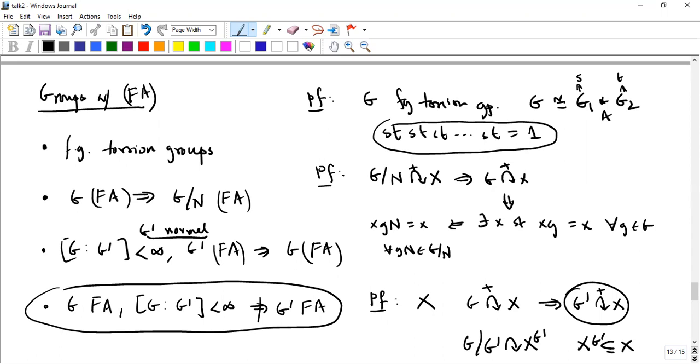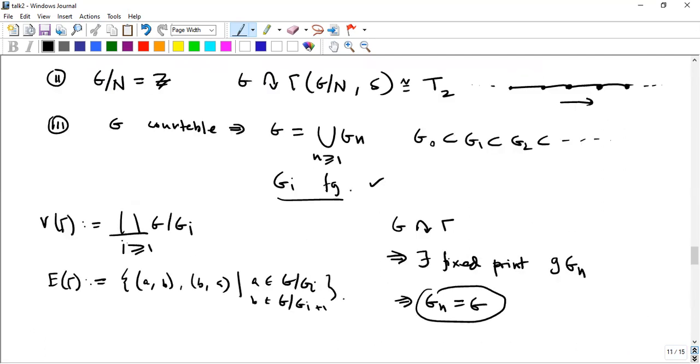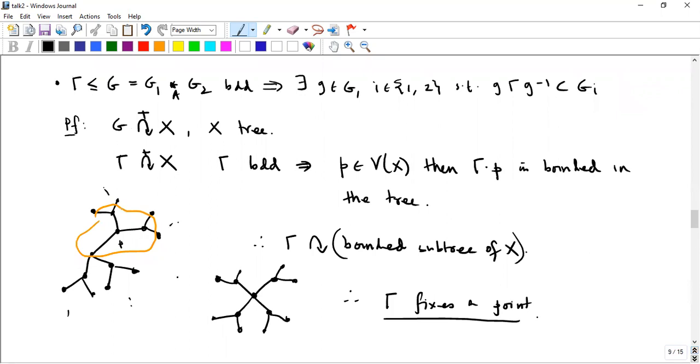So why does G mod G prime fix something in X^G prime? Oh, because G mod G prime is finite. Yeah, because of finite index, G mod G prime is finite. A finite group which acts on a graph has to have a fixed point. This is essentially the same argument as before. Here the tree was finite. But of course, if you have a finite group, then any point has finitely many orbits.